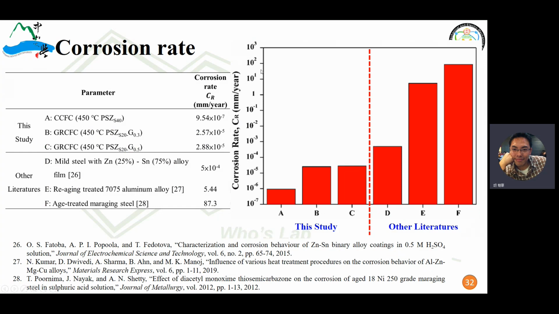Okay, and we compare with other metal alloys. So we have the lowest of the three, our studies, right here. It's much lower than the three references. Of course, it's much lower than some metal coatings or the high entropy alloy coating.